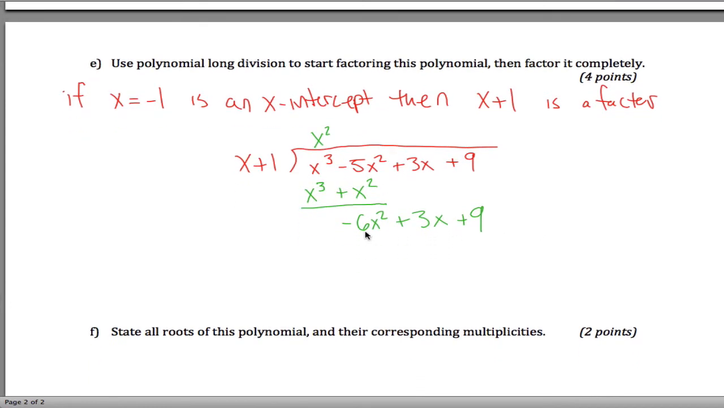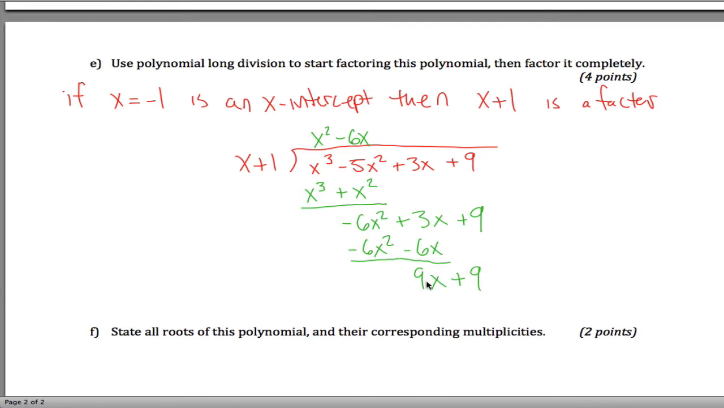Then you repeat. You want to get rid of this negative 6x squared. To do so, I have to put something up here so that when I multiply that something by x plus 1, I get negative 6x squared down here. And that something is negative 6x because negative 6x times x is negative 6x squared. And now when I subtract, these go away. Positive 3 minus negative 6 is the same as 3 plus 6, which is 9x plus 9.